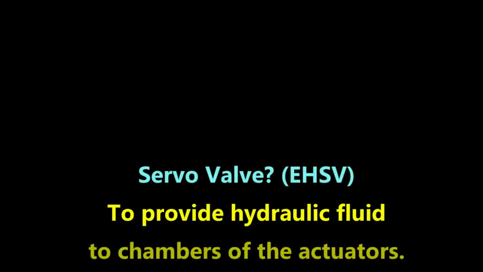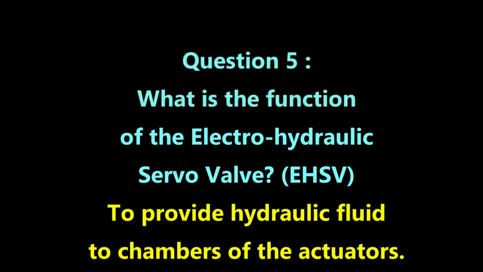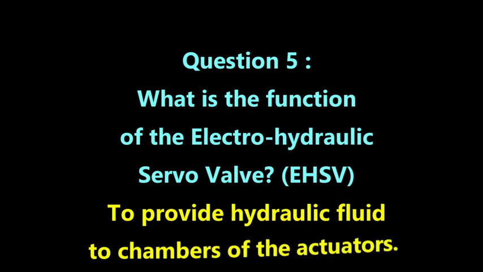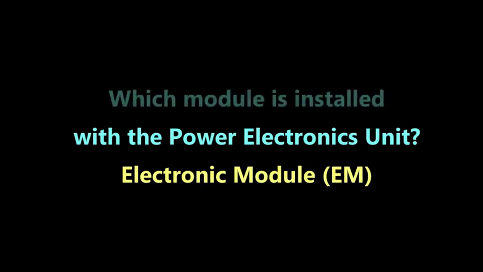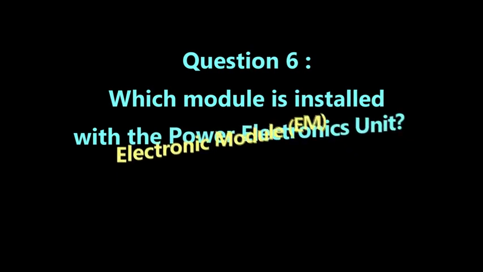What is the function of the electrohydraulic servo valve? Okay, is it to provide hydraulic fluid to the chambers of the actuators or to provide electrical power to the electrohydrostatic valves? Okay, the answer is the first answer. Okay, which module is installed with the power electronics unit? Is it the first answer, which is your FCRM, that's your flight control remote module, or is it the EM, your electronic module? And you are right, it's the last answer.